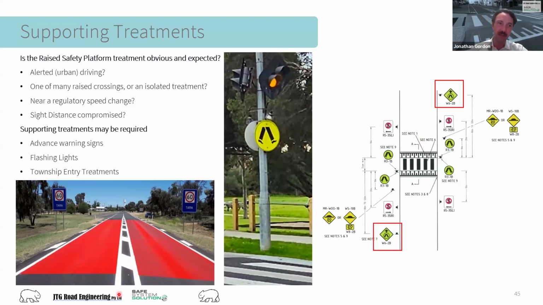But this is a great solution for that scenario where you are near a regulatory speed change, say on the approach to a township. What these do is they just provide a change in the road environment that the motorist is travelling through that changes them from their relatively unalerted, say, rural driving into, oh wait a second, I'm entering a town. Okay, change my attention, get ready for various things, including potentially a raised safety crossing.